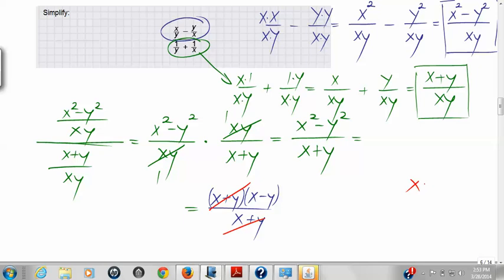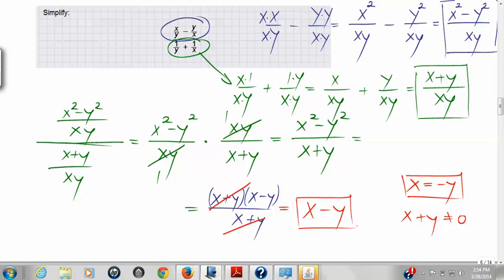You can state in here that x should be different than negative y. Why am I doing that? Because x plus y has to be different than 0, right? And your answer here will be x minus y. Okay? I'm checking my... Well, I don't have any options in here, which means I will just write down the answer: x minus y.